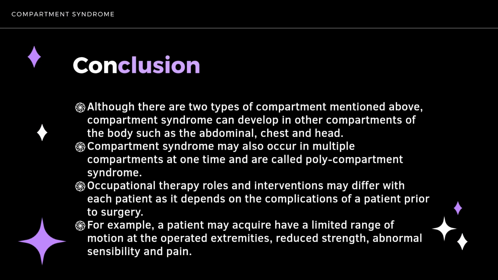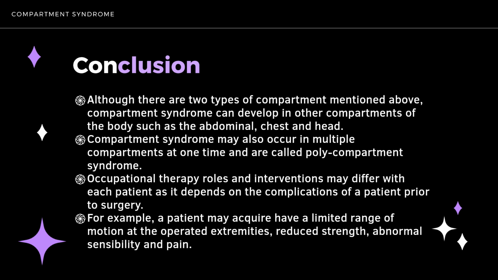In conclusion, although there are two types of compartment syndrome mentioned in the video, which are acute compartment syndrome and chronic compartment syndrome, it may also develop in other parts of the body such as the abdomen, chest, and head. And it may also occur in multiple compartments, and it is called polycompartment syndrome. And occupational therapy roles and intervention may differ with each patient.